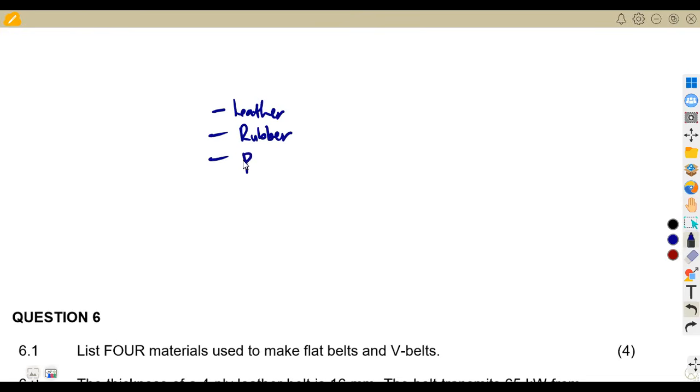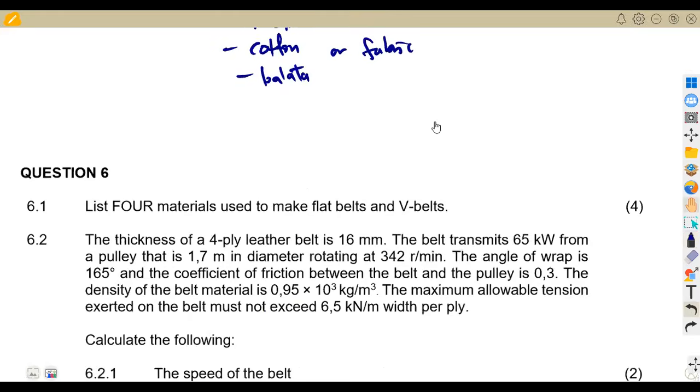Then also we can talk of plastic, and we can also talk of cotton or the fabric. The cotton there, we're simply talking about the fabric, and also we've got balata. All right, so these are some of the materials that you can choose from in your syllabus.